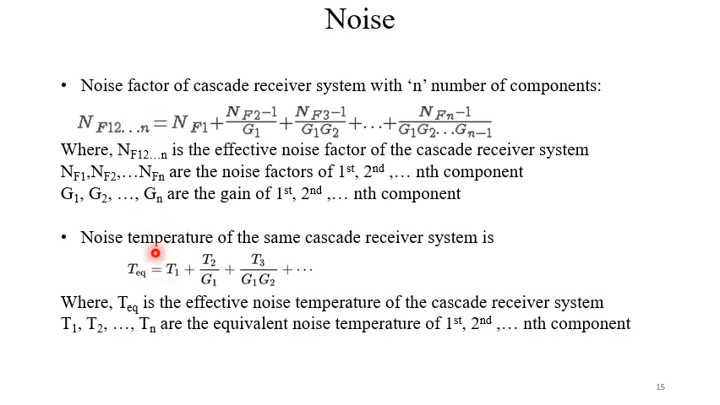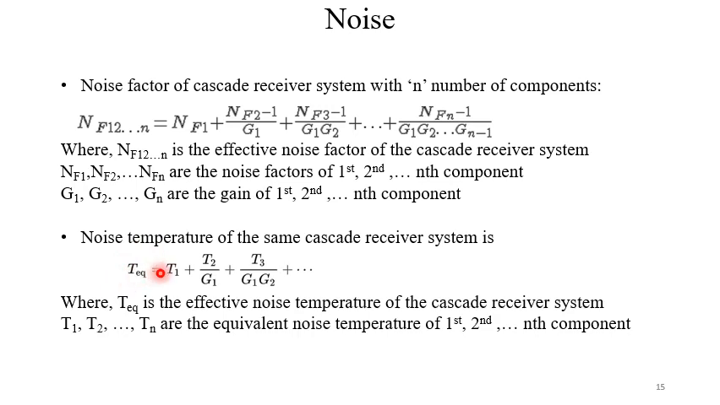Similar thing happens for the noise temperature. If T1 is made minimum and G1 is made very high, then all these terms except the first term will be negligibly small, because if G1 is very high, the denominator becomes very large. And if we can make this T1 very small, then T equivalent will also be very small.